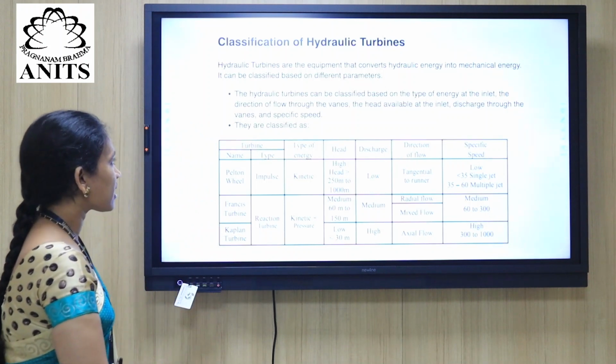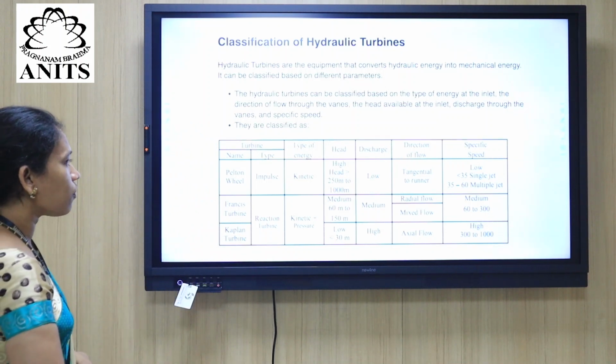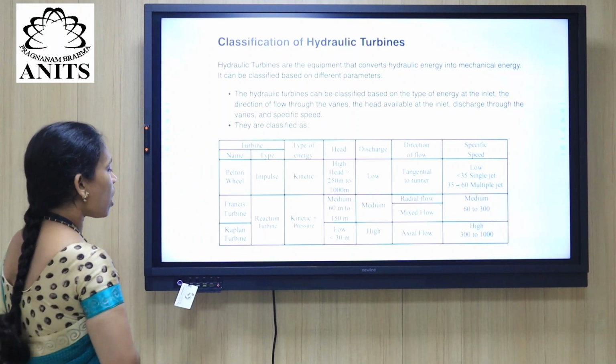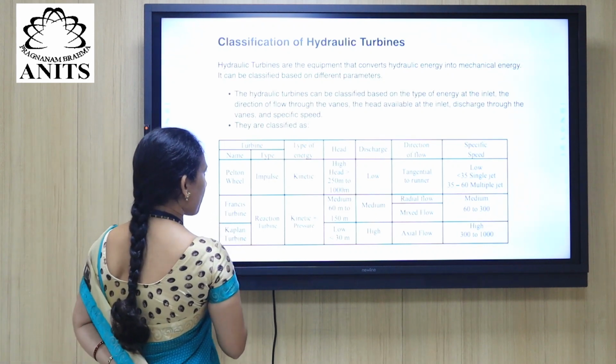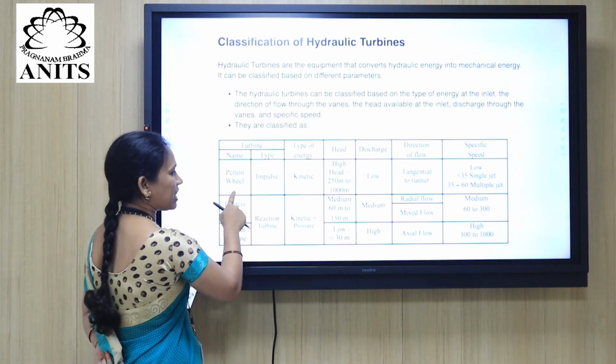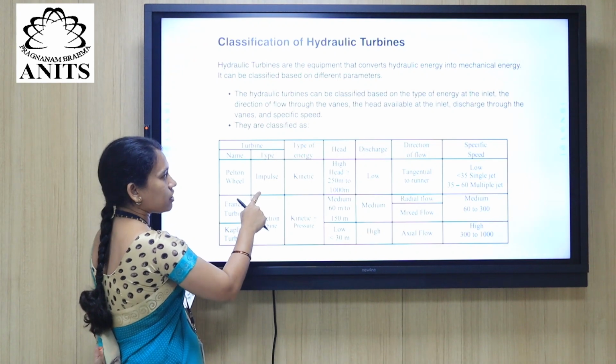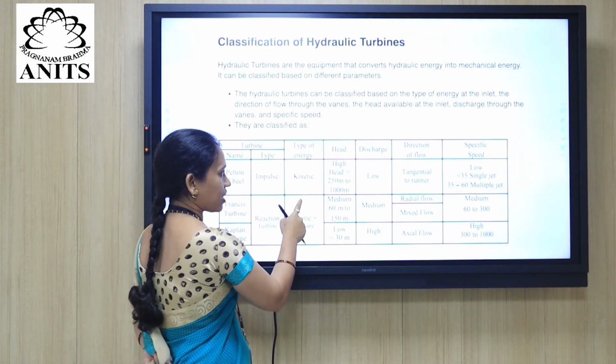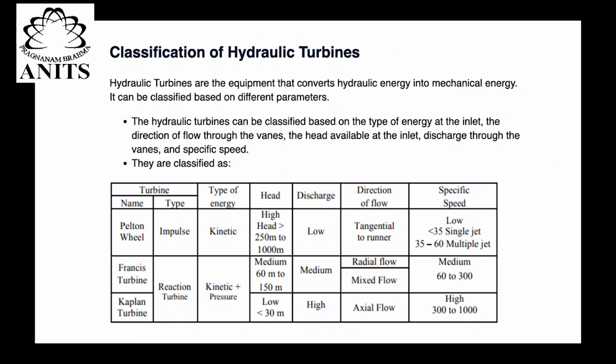So next one is classification. This is the overall view of classification of turbine, how Pelton, Francis and Kaplan are categorized. Pelton turbine is an impulse turbine, which has kinetic type of energy, which has a head value from 250 meter to 1000 meter, and it can have only low discharge value, whose direction of flow is tangential and have a specific speed of 35 to 60.